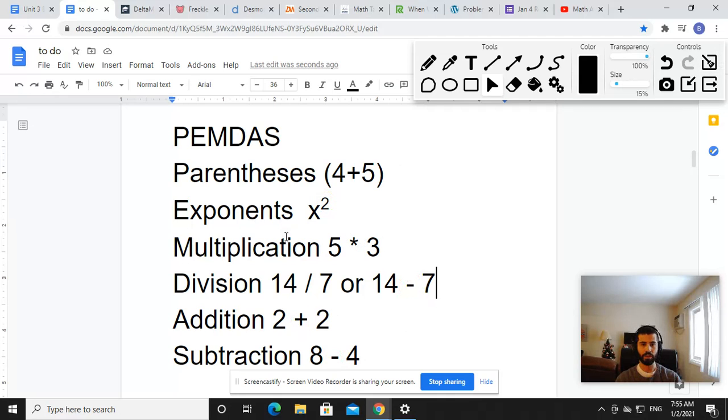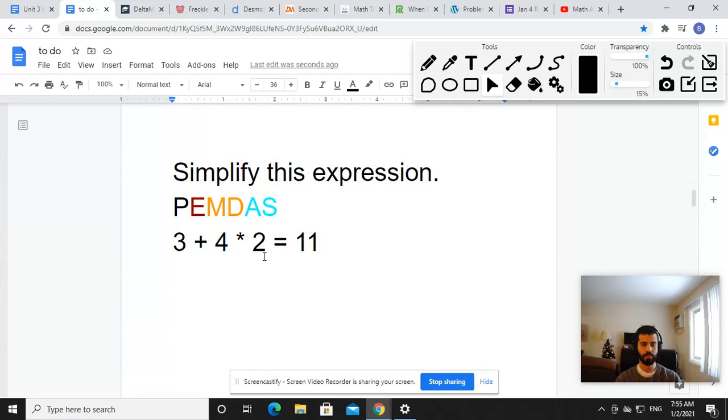So, going down to our examples. Simplify this expression. Oh no, the answer's already there. But anyway, the only way you would get that correct answer is if you follow this order. There are no parentheses. There are no exponents. Okay, but there is multiplication. So we've got to do that before we do the addition. 4 times 2 is going to make 8. And then our addition comes later. There's no division. So A stands for addition. 3 plus 8 makes 11.